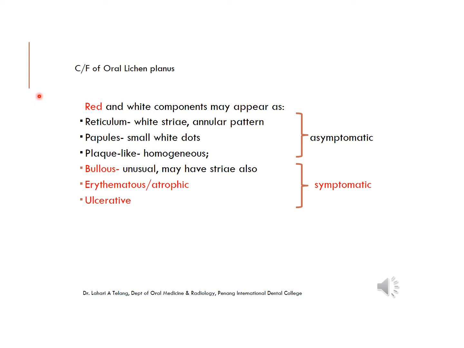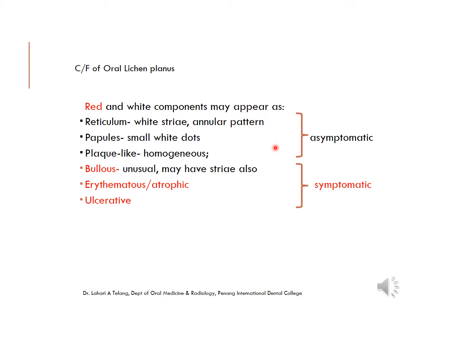We're not talking about it yet. So if you've noticed, I've put the first 3 in black and the rest in red. There's a reason for this. The bullous, erythematous or atrophic and ulcerative are extremely painful conditions, and hence they are symptomatic. The reticular, papular and the plaque-like are generally asymptomatic.